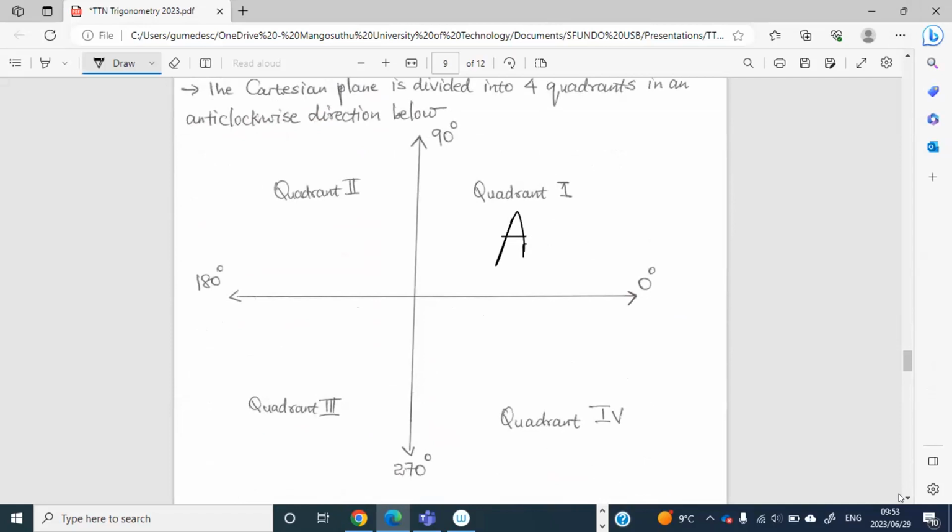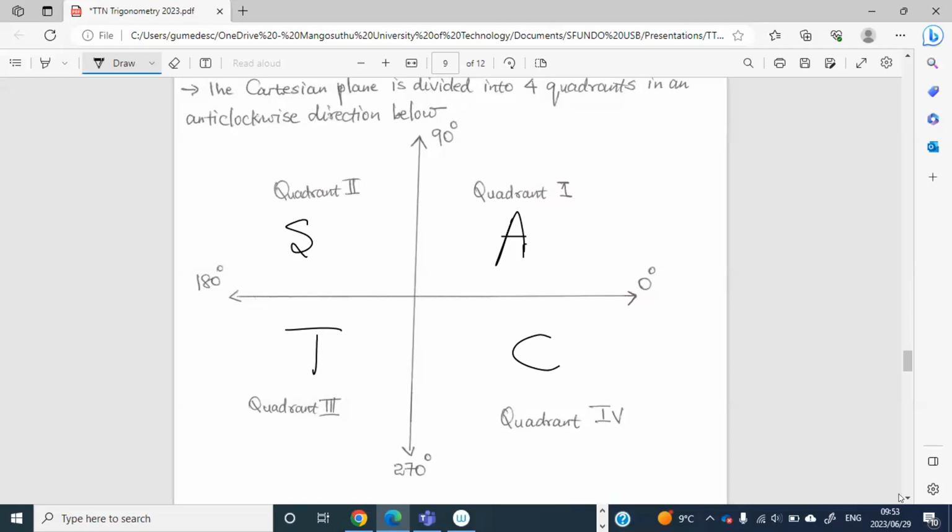And here, only sine and its reciprocal are positive. Here, only tan will be positive. Here, only cos will be positive. Because, like I said, sine will be positive here because sine is y over r, and y is still positive here. And so on and so on.